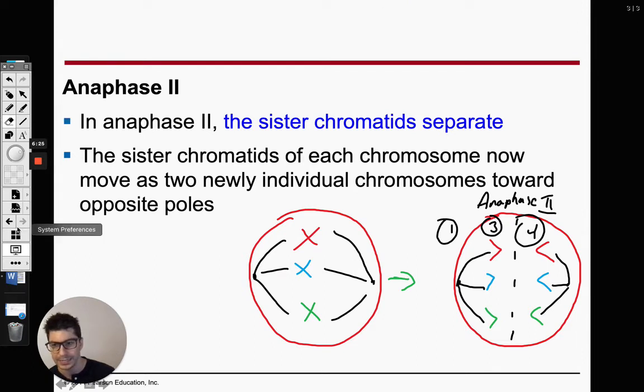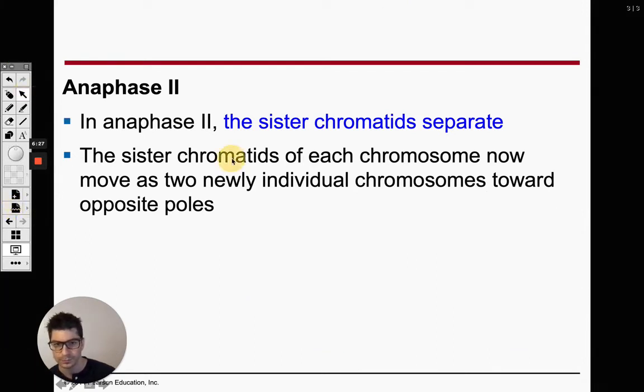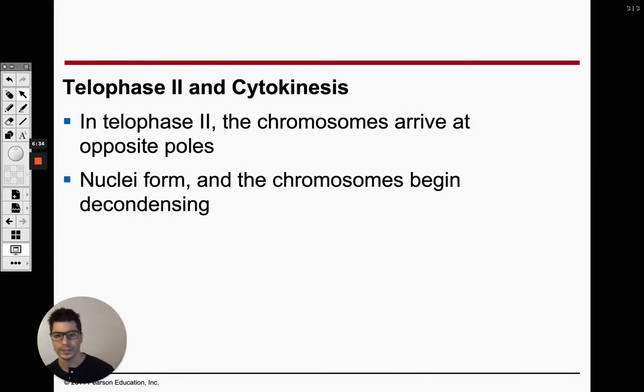So that is anaphase number 2. Our sister chromatids have separated. And don't forget, guys, the sister chromatids are no longer identical because of crossing over.